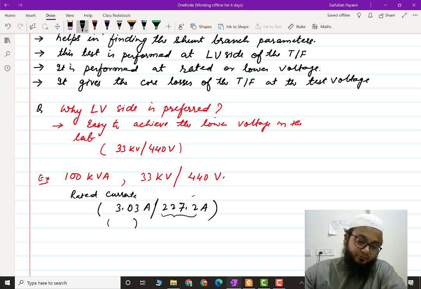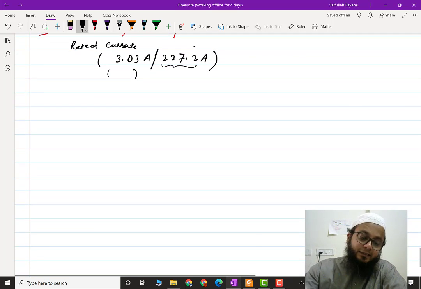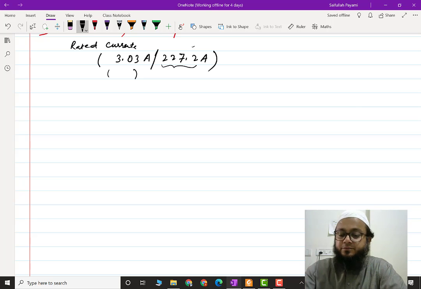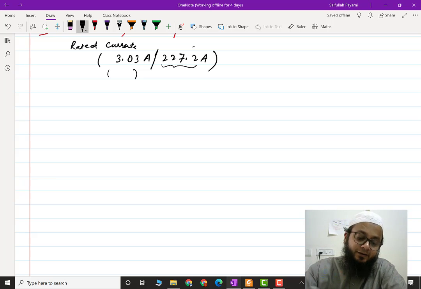Okay. So now how are the circuit connections? Generally in the lab, if you are able to perform these tests in the lab, I don't know what's the situation now, but if we get a chance to perform this test in the lab, then for the instrumentation we need a variac. Generally it's an auto transformer.